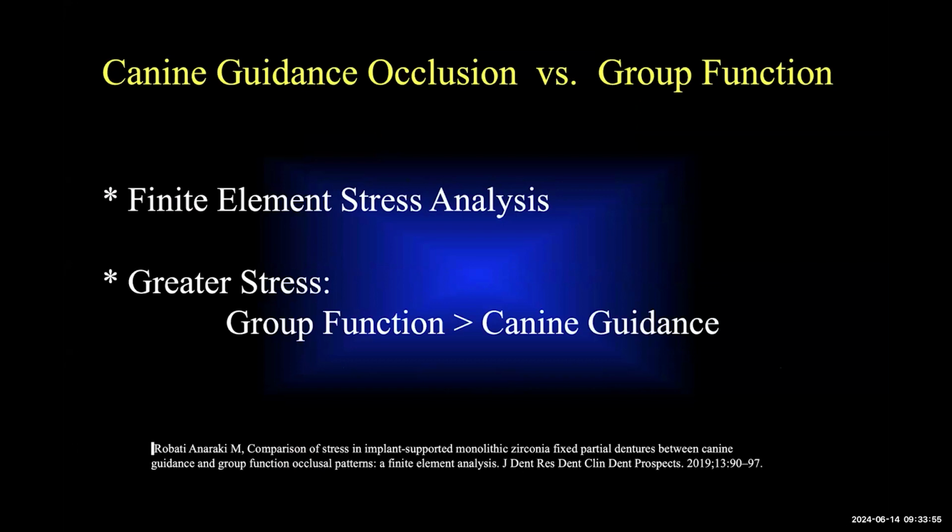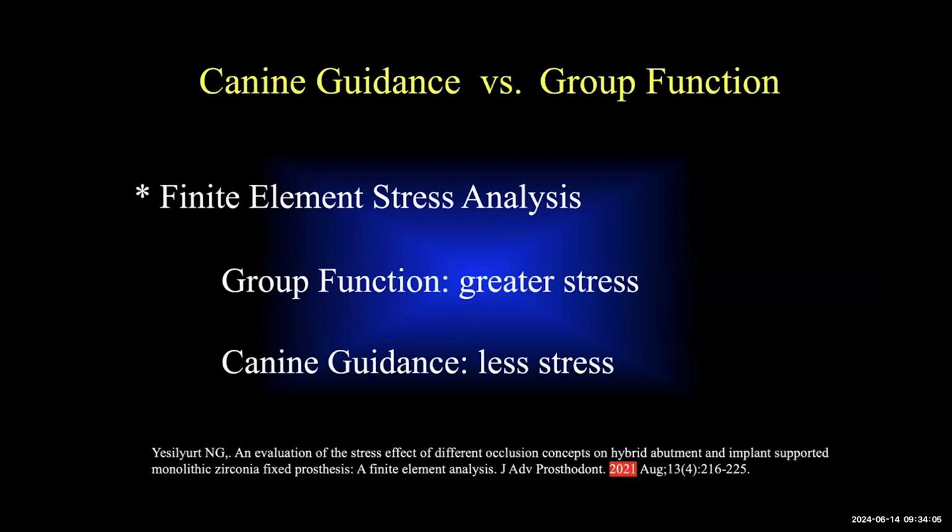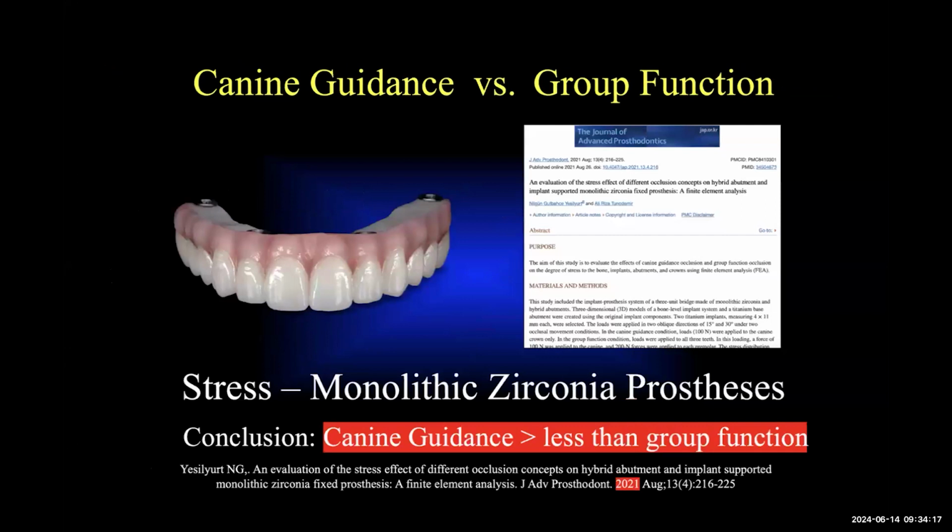Basically, these are in vitro tests in the lab, and they look at the type of forces, greater stress in group function than in canine guidance. Another recent finite element stress analysis found the same thing: group function, greater stress; canine guidance has less stress. This one looked just at monolithic zirconia prostheses and looked at the stress generated. And basically what they found was canine guidance had less stress than group function.